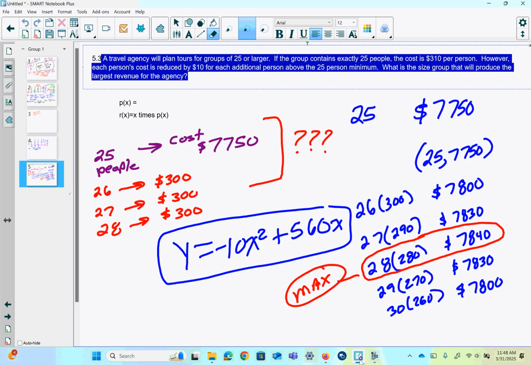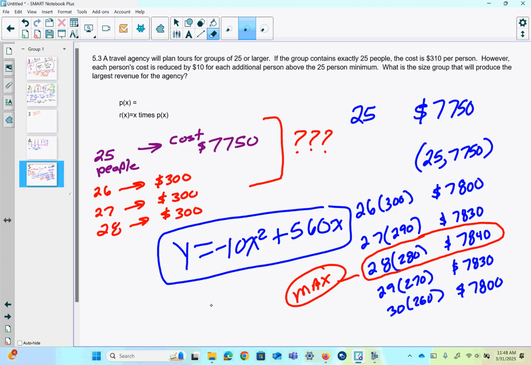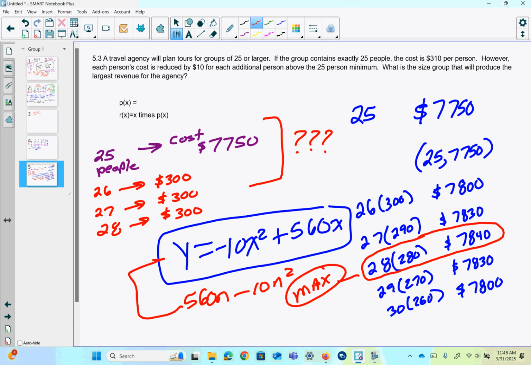560n minus 10n squared. Go back here and take a look. This is what we came up with. They're using it, they just don't have it in order. I feel these two equations are identical to each other. It's just out of order, and they're using n for number of people versus x, but it totally works.